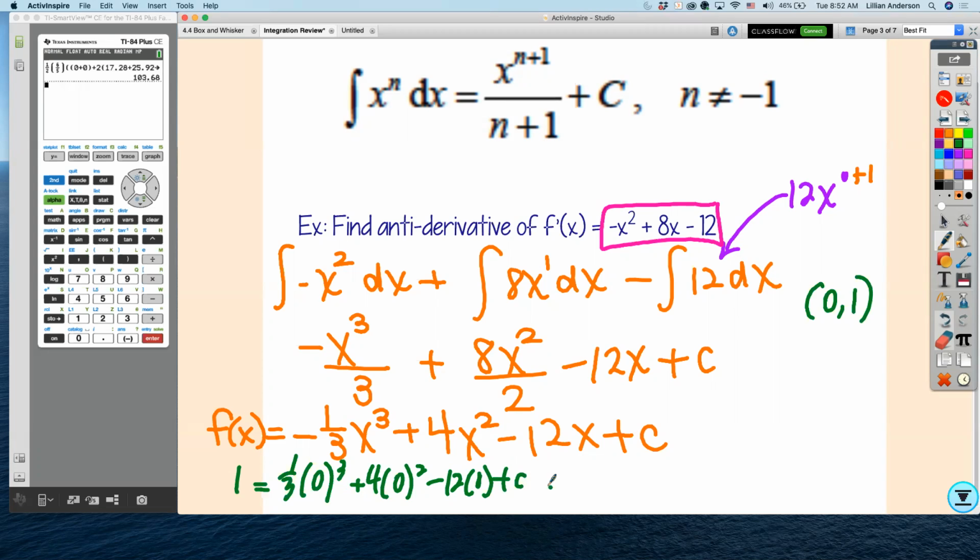You would find out that c would be equal to 1, because clearly all these other terms cancel out. So then your full function, if (0, 1) were a point on the function, would be negative 1/3 x to the third plus 4x squared minus 12x plus 1. And that would be your final answer. But if it does not give you any additional information, you provide the plus c, and the orange would be where you stop.